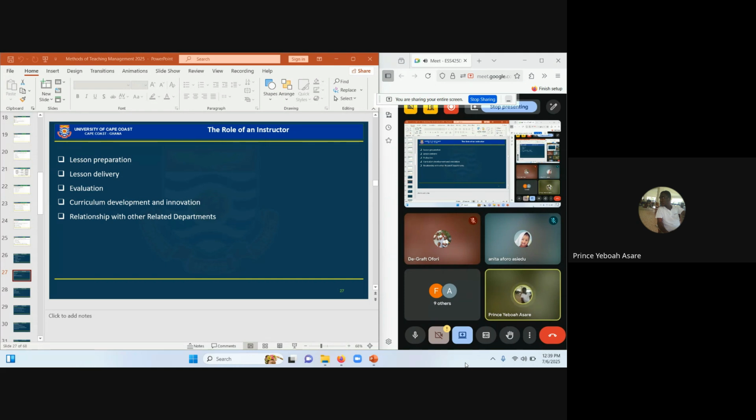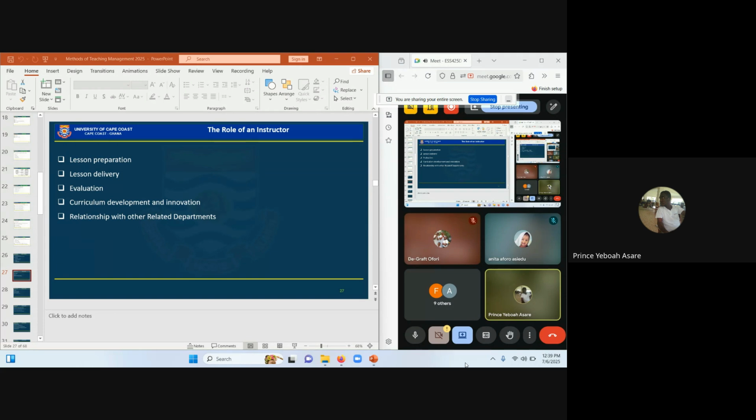Curriculum development and innovation is another task that the teacher will have to play in the school. When we talk about curriculum development, we are not saying that the teacher should go and develop the syllabus, go and develop the instructional program, but we are talking about the development of various instructions in the school. The learning plan you write is part of the development.